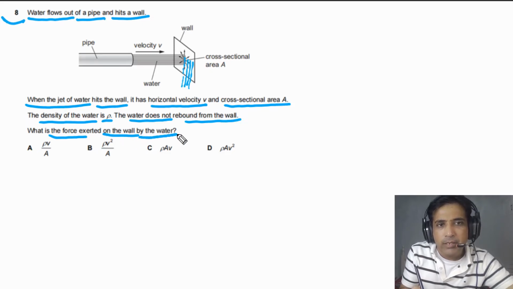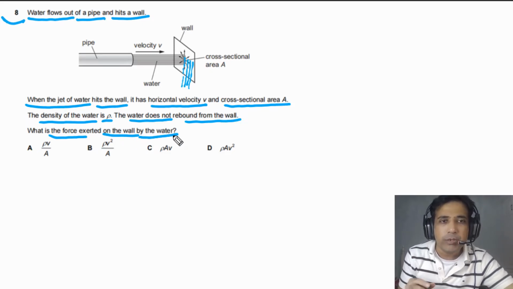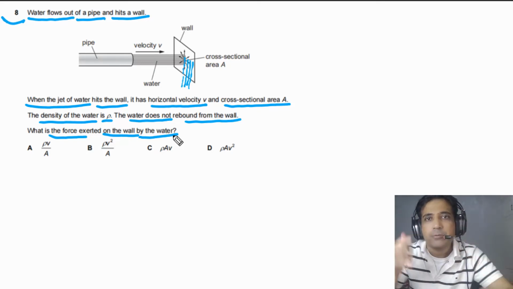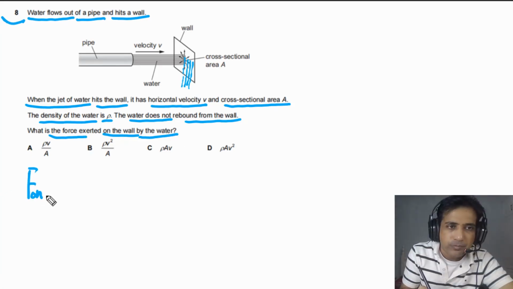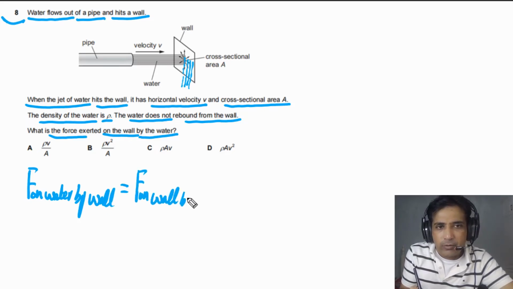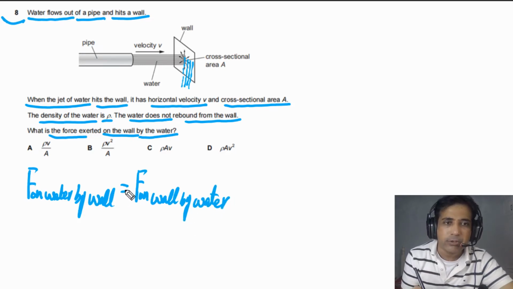In order to answer this question, we need to understand the force on the wall and the force on the water. They are action and reaction forces. So simply we can say force on water by wall will be equal to force on wall by water. These are action and reaction forces. We will add a negative sign here, meaning forces are equal in magnitude but opposite in direction. So forces are vectors, so we can also add an arrow here.